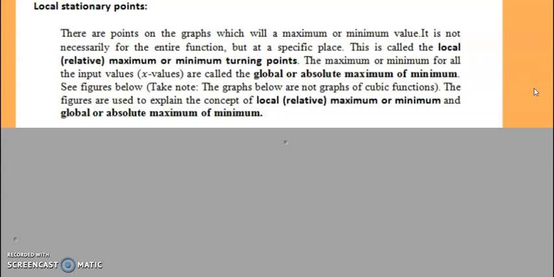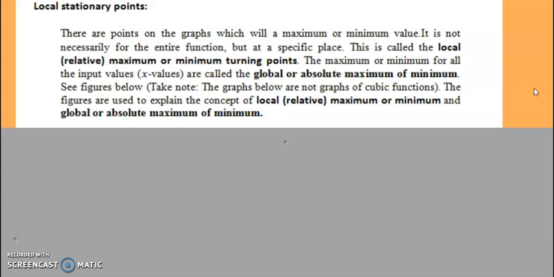There are points on the graph which will be a maximum or a minimum value. It is not necessarily for the entire function, but at a specific place. This is called the local or relative maximum or minimum turning point. The maximum or minimum for all the input values x is called the global or the absolute maximum or minimum.